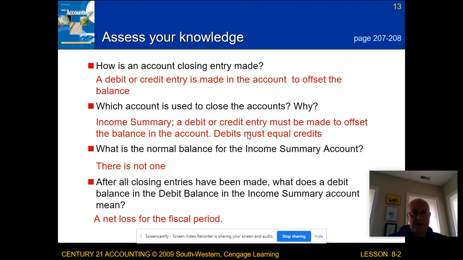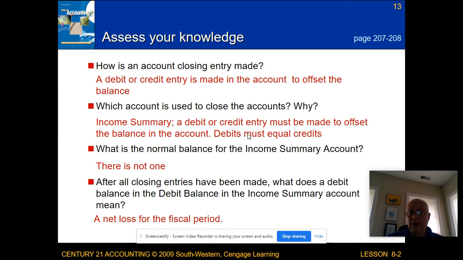Okay. So how's a closing entry made? Well, you debit it or credit it, depending on what is necessary to zero the balance. So which account do you use to do that? You use the income summary.